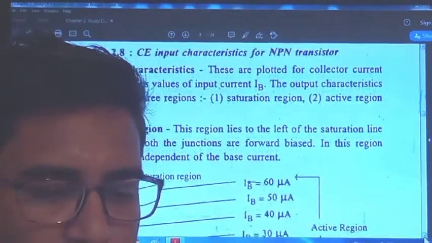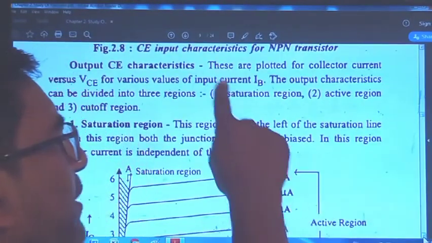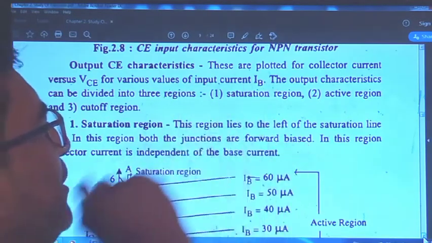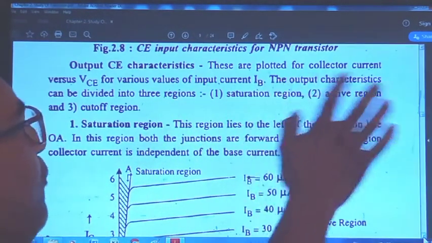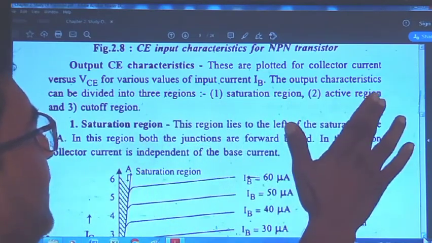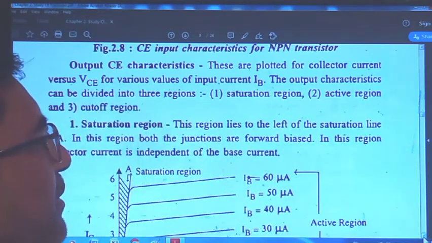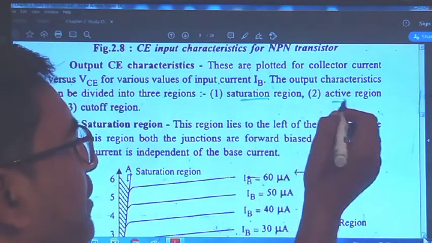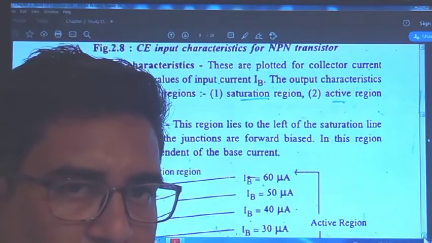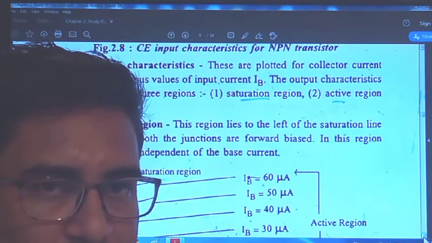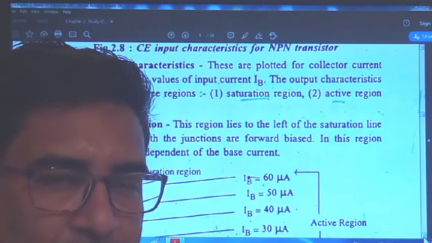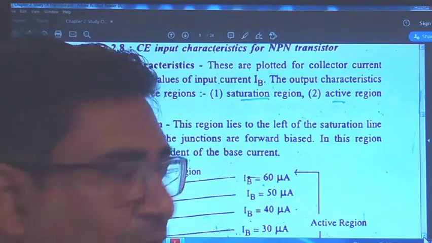Then the output characteristics are plotted between the collector current versus VCE for various values of the input current, that is IB. The output characteristics can be divided into three regions: the saturation region, active region and cutoff region. These three regions are very important. How are we obtaining these three regions? We have to plot the original graph. From the graph, you can observe the cutoff region, the active region and the saturation region.